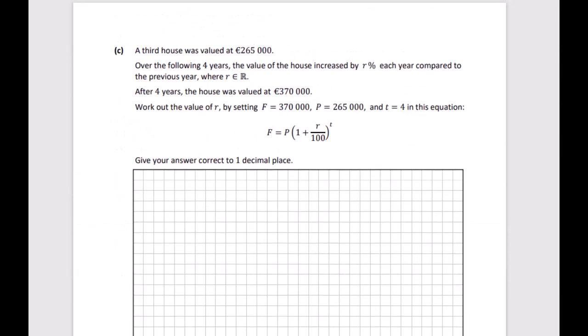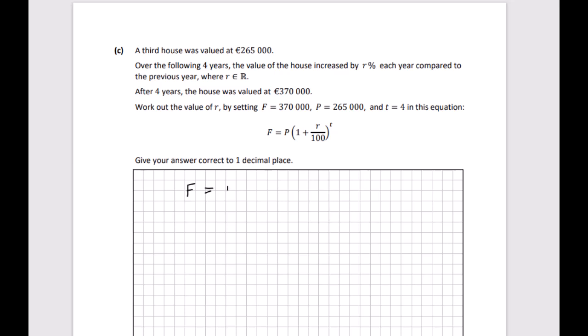Part C, the third house was valued at 265,000 euros. Over the following 4 years, the value of the house increased by R% each year compared to the previous year. After 4 years, the house was valued at 370,000 euros. Work out the value of R, setting F equal to 370,000, P equal to 265,000, and T equal to 4 years into this equation here. Give your answer to one decimal place.